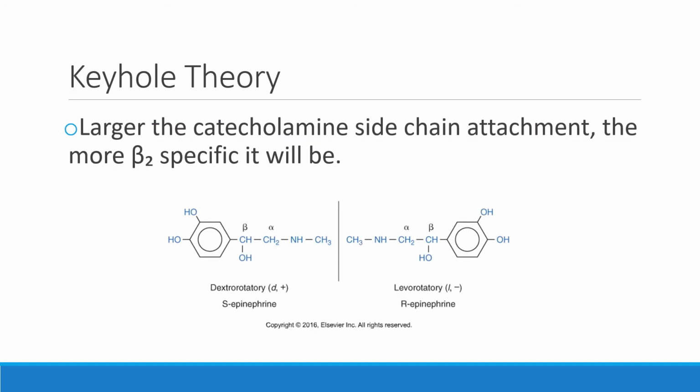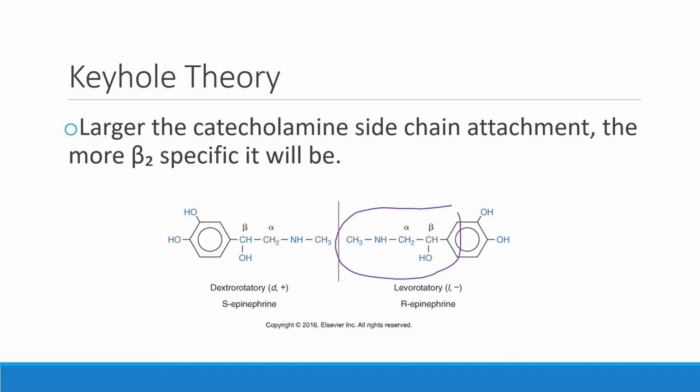So let's talk about keyhole theory. The keyhole theory says the larger the catecholamine side chain, the more specific it will be. So the longer we make it, the better, right? The longer that side chain, the more specific it will be to that site. So when we're looking at Xopenex versus albuterol, it has a much longer side chain, right? And that's why it's more beta-2 specific.